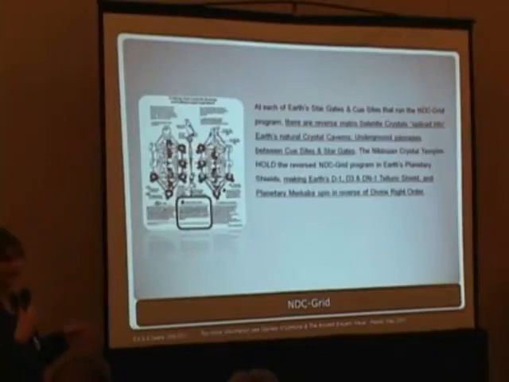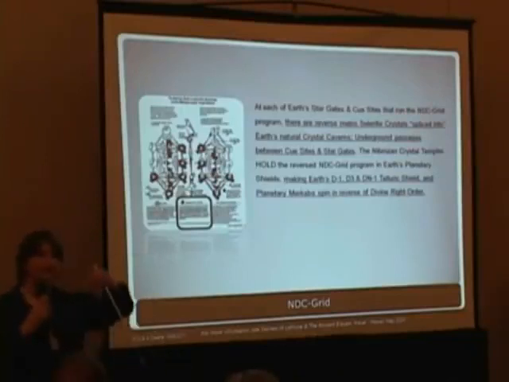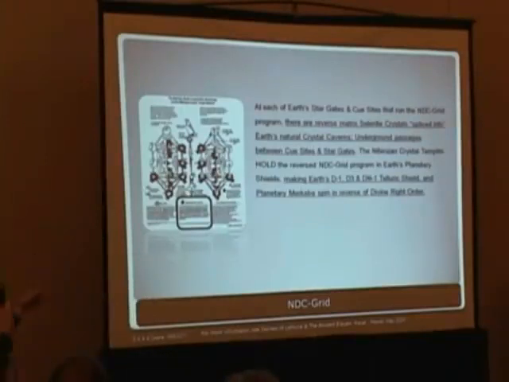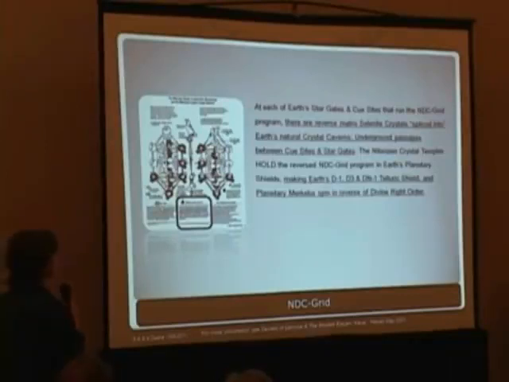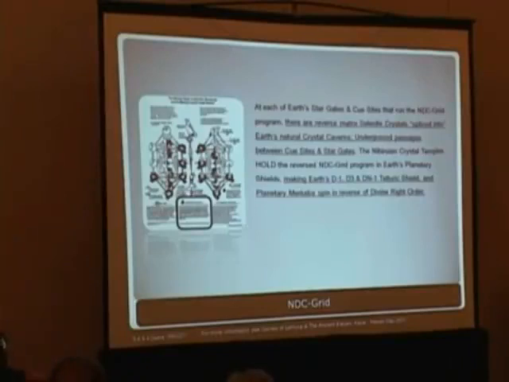So this is obviously where I'm reading here, it's highlighted here. At each of Earth's stargates and Q-Sites that run the Nibirian Dyadic crystal grid program, there are reverse matrix selenite crystals that are spliced into the natural crystal caverns. The natural crystal caverns are basically the stargates and the lines that run from the Q-Site to the stargate. The Nibirian crystal temples hold the reverse Nibirian Dyadic crystal grid program in Earth's planetary shields, making Earth's D1, D3, and density 1 telluric shield and planetary Merkaba spin in reverse of divine right order. It's a nasty little tool there.